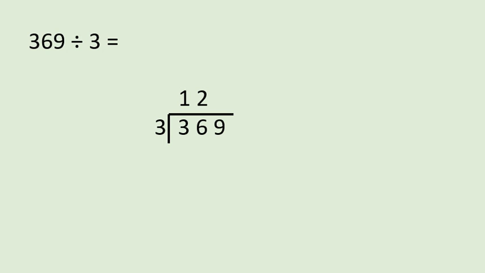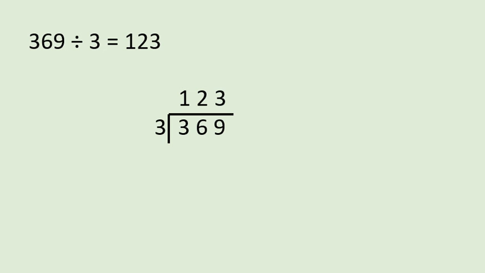Right, and let's look at the last number. How many threes go into 9? I'm going to use my fingers again to help me if I need to. 3, 6, 9. 3 goes into 9 3 times. And I have written that above the line. That means that 369 divided by 3 equals 123. Well done if you followed that.